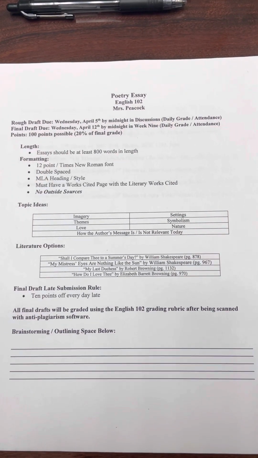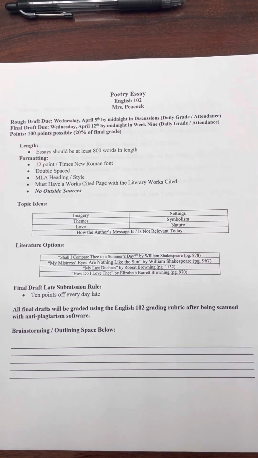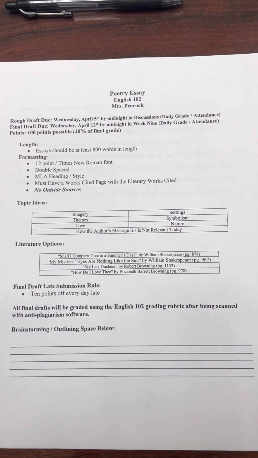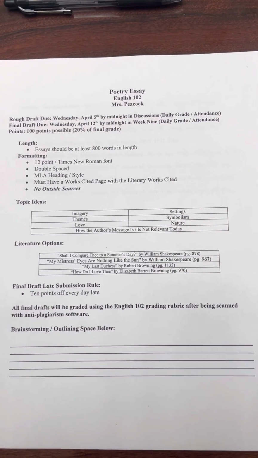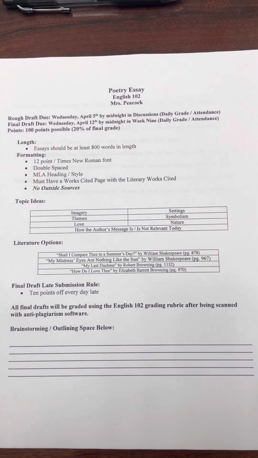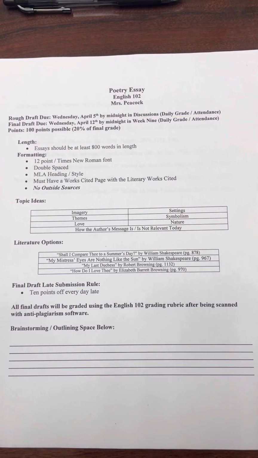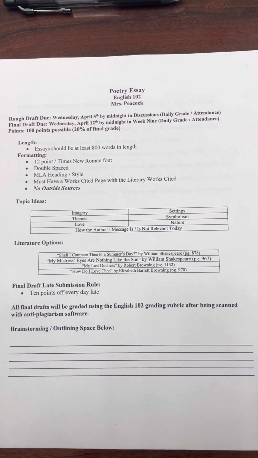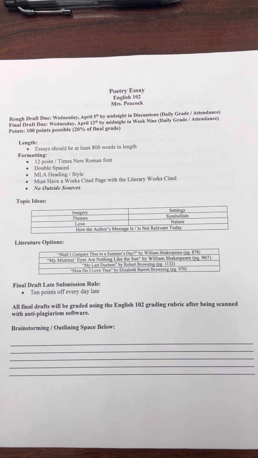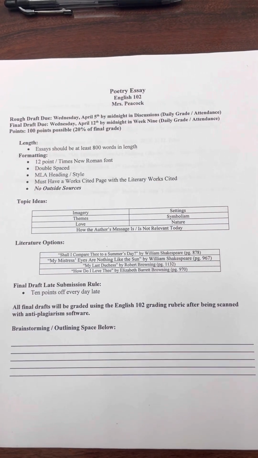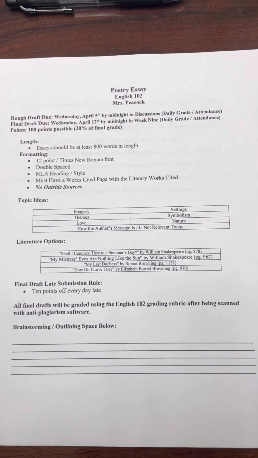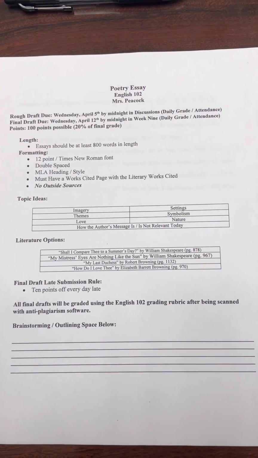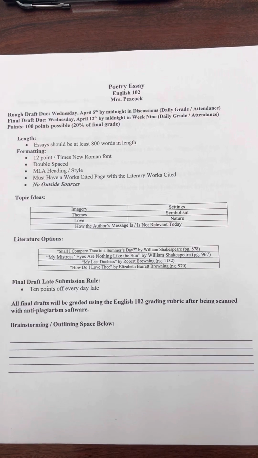So the rough draft is going to be due Wednesday, April 5th by midnight in discussions for peer review, of course. And then the final draft will be due Wednesday, April 12th by midnight in the week 9 content folder. You will have spring break to work on this as well. So since I'm giving you guys the topics before spring break, you'll still have plenty of extra time to work on this. This paper is worth 20% of your final grade.